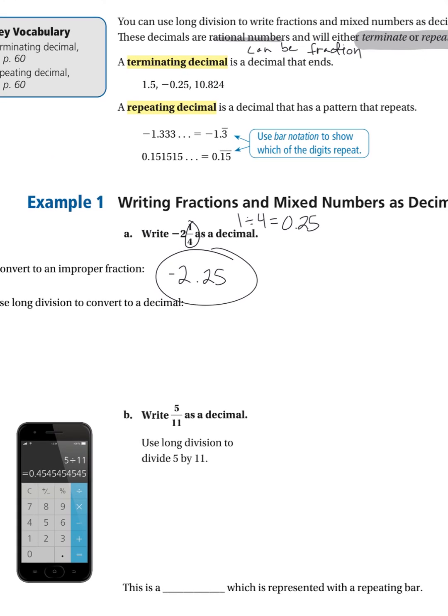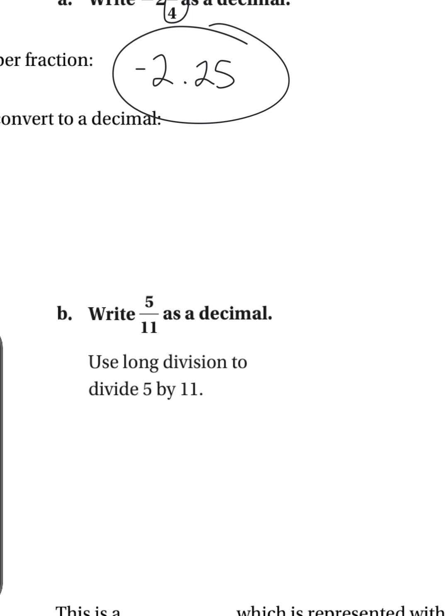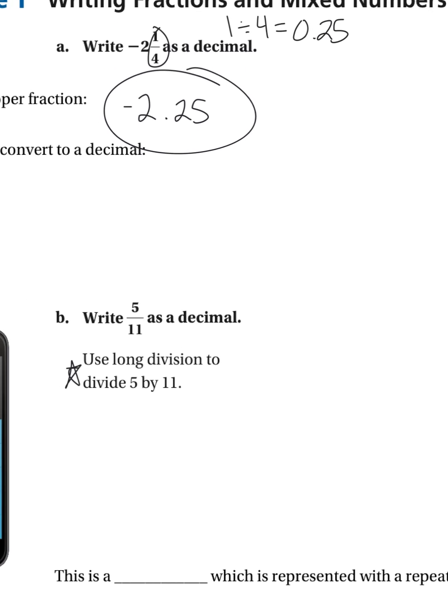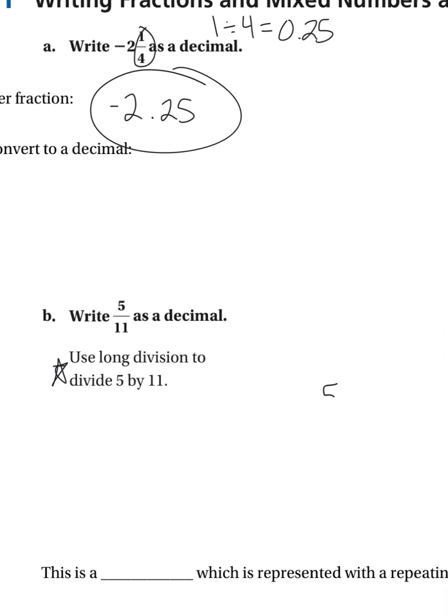All right, 5/11. Again, we could type 5 divided by 11 into a calculator. However, this one says use long division. What a great opportunity to review long division. So we're going to do 5 divided by 11. Now we know 11 does not go into 5, so we need to add a 0.0. 11 does go into 50. The closest multiple of 11 is 44. It goes into 44 by 4. 50 minus 44, there's 6 left over.